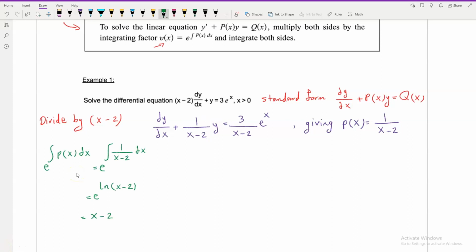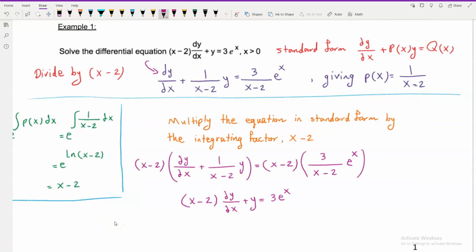Now find the integrating factor e^(integral of p(x) dx). Use the constant of integration c equal to 0, so that it is as simple as possible. Here we have e to the power integral of p(x) dx, that is equal to e^(integral of 1/(x - 2) dx). So this is equal to e to the power of the integral, which is natural log of x - 2. So this part cancels, and the answer here is equal to x - 2.